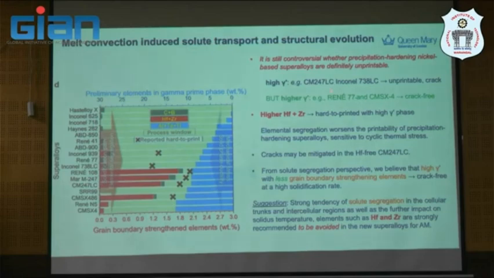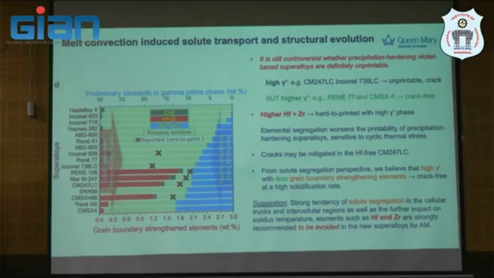So high gamma prime alloys like CM247 or Inconel 738 LC are considered unprintable due to cracking, but even higher ones like René 77 are crack free based on the literature.